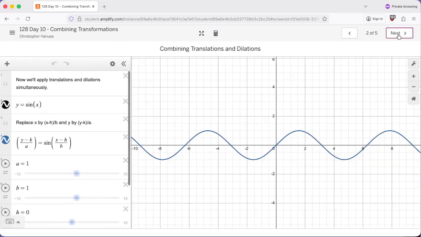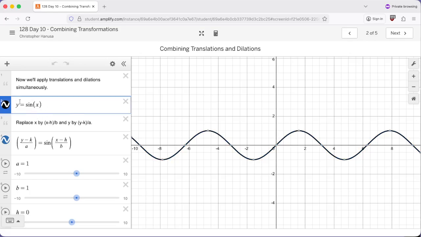All right. The goal for today is to put them all together. And it's really not that bad. We have to do both the subtraction and the division at the same time. So we've got this function, y is equal to sine of x. What we're going to do is replace every x by x minus h divided by b, and every y by y minus k divided by a. Okay, you can see that. We've taken every y, we've replaced it by y minus k over a. Every x, replaced it by x minus h over b.